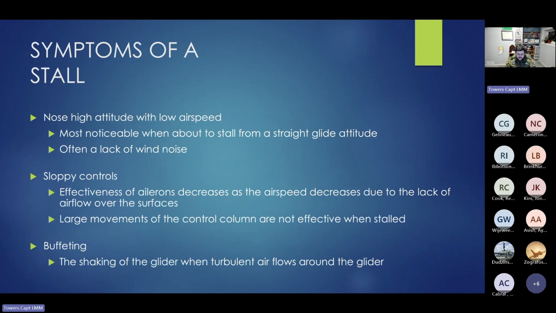Buffeting. The aircraft will start to shake because of that turbulent airflow hitting the aircraft and moving it around. So those are the symptoms of a stall: nose-high attitude with low airspeed, sloppy controls, and buffeting.